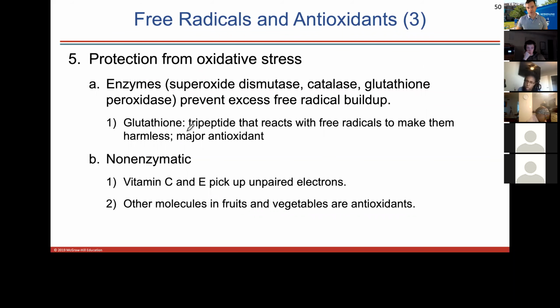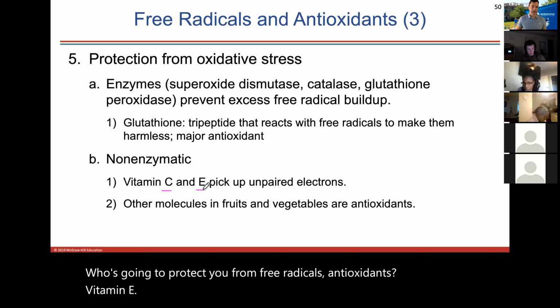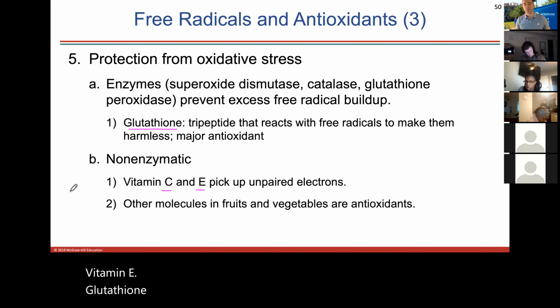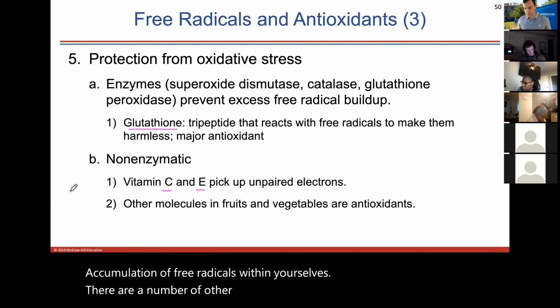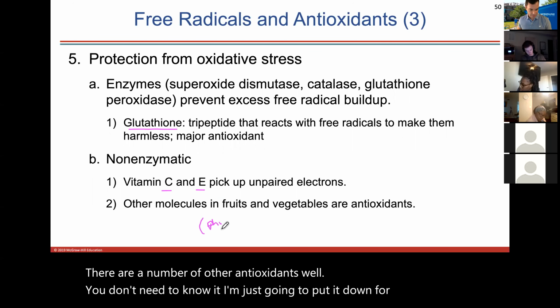Who's going to protect you from free radicals? Antioxidants. Vitamin C, vitamin E, glutathione. Those are your big three that help prevent all of that accumulation of free radicals within your cells. There are a number of other antioxidants. Well, you don't need to know it. I'm just going to put it down for posterity.